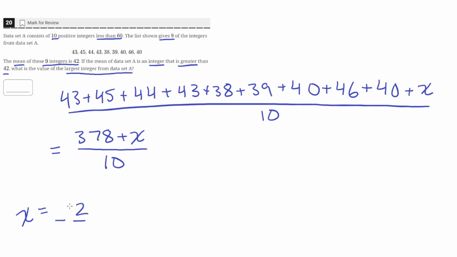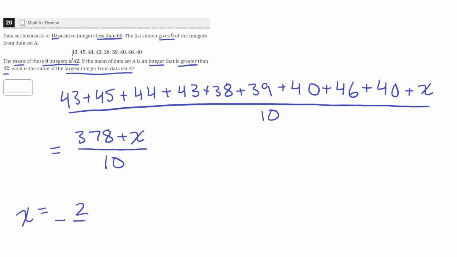And we also know this has to be a 2-digit term, because these 10 terms have to be less than 60. So we know the ones place, but now the tens place we automatically also know, because this x value has to be larger than 42, because the mean of dataset A is larger than 42, but since the mean of these 9 integers is 42, we need a value larger than 42 to push the mean above 42.